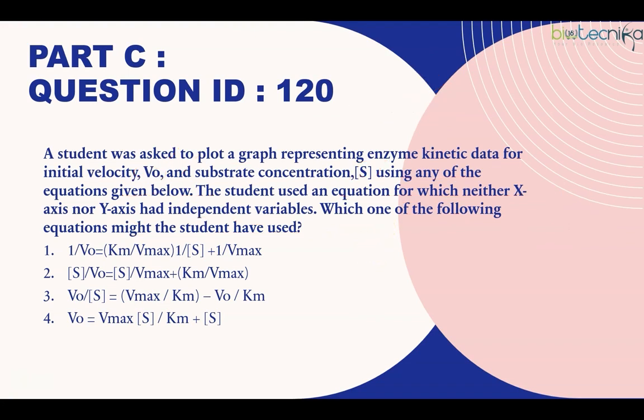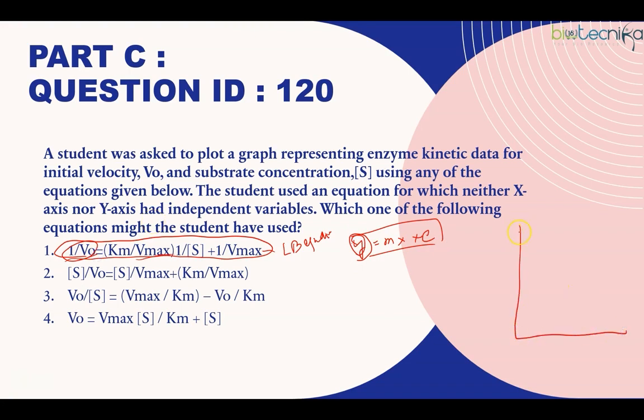This is a very conceptual type of question. You need to know the plots properly. If anyone is very well aware of their plots, this is nothing but your Lineweaver-Burk plot, means Lineweaver-Burk equation, which is 1 by V is equal to Km by Vmax into 1 by S plus 1 by Vmax. So this is in the form of y is equal to mx plus c. That means this is a straight line graph equation. So whatever you have in y, you take in the y-axis. So for the LB plot, you will have 1 by V0 in the y-axis. And whatever you have in x, that is 1 by S, will come in the x-axis.